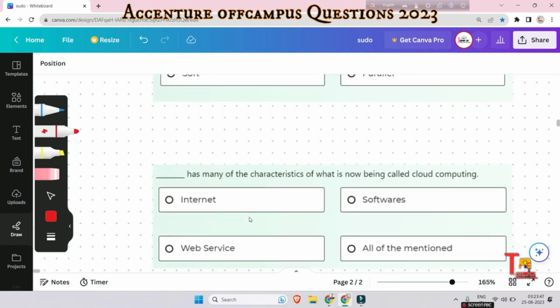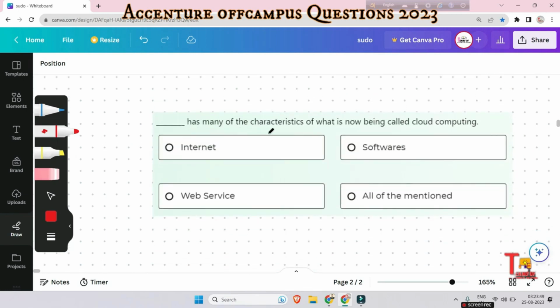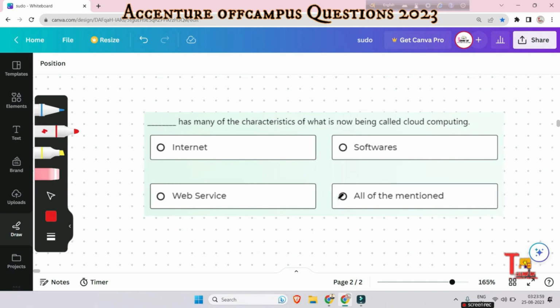Okay, the next question is, dash has many of the characteristics of what is now being called cloud computing. You can pause the video and give me the answer in the comment section, right? Okay, the answer will be internet, right? The internet offers abstraction and runs using the same set of protocols and standards and uses the same applications and operating systems, right? So the answer will be internet.